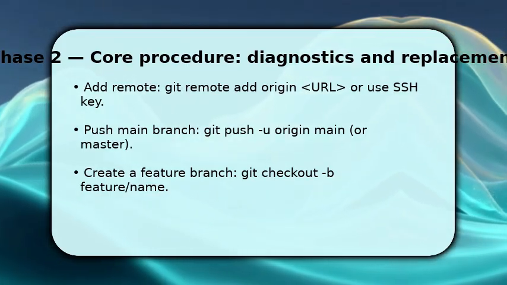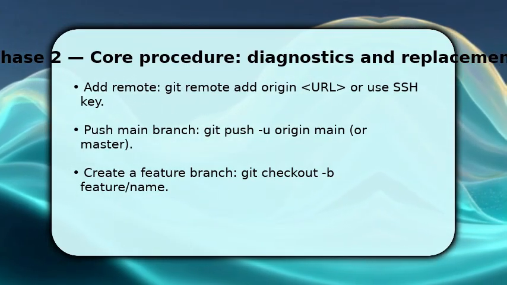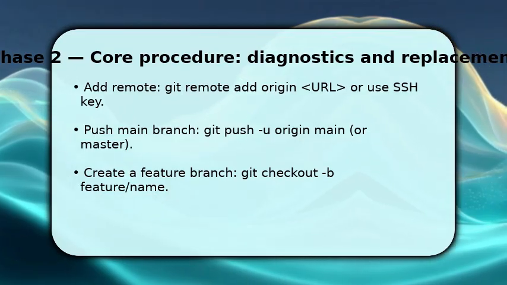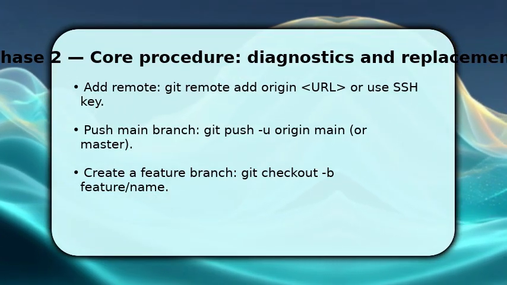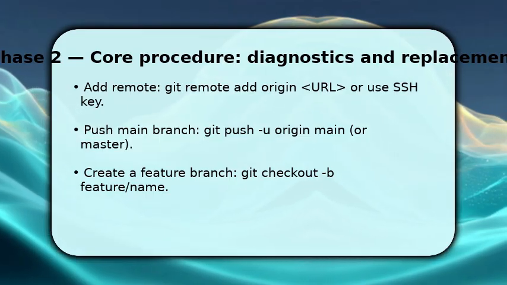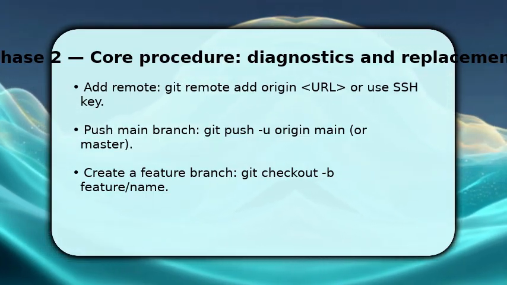When you start features, create a branch with git checkout -b, then commit frequently. This keeps history clean and lets you open pull requests. Make sure you pull before pushing to avoid merge conflicts.